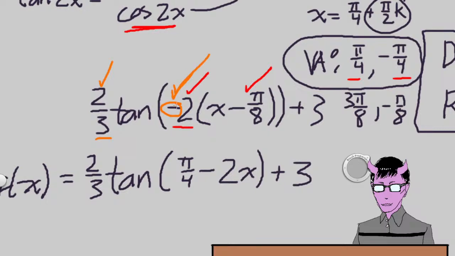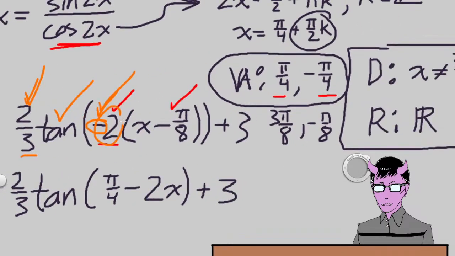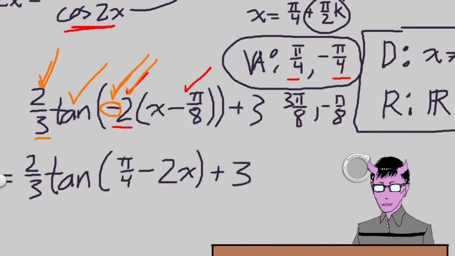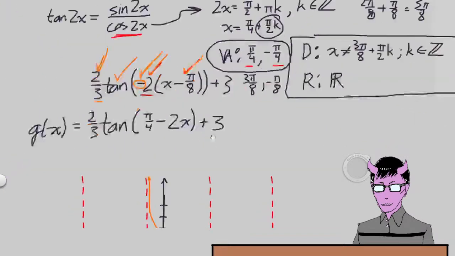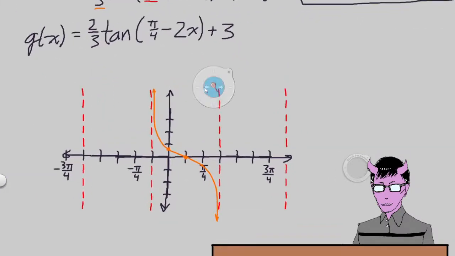So yeah, reflection is accounted for, the tangent function is accounted for, and the amplitude is accounted for. Period change is accounted for. Everything's done with that one. We've done the shift a while back, and now we just need to shift things upwards by 3 spaces.